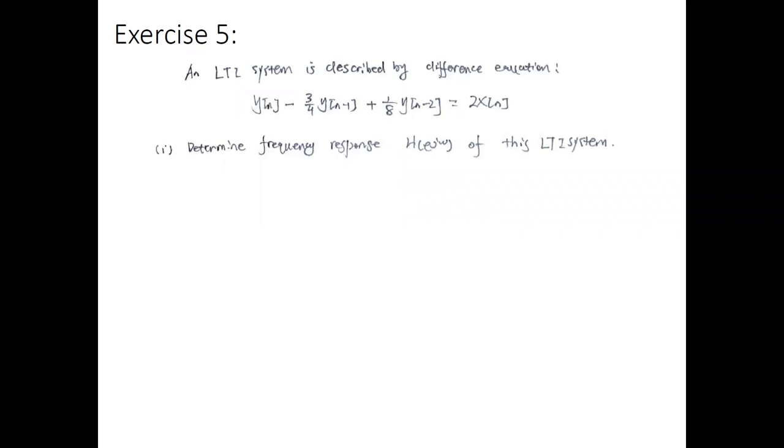Now let's look at another example, which is a little bit more complicated to consolidate our knowledge in applying discrete time Fourier series. Again, we are given a difference equation to describe the input output of the given LTI system. This time on the left-hand side, the difference is taken up to y[n-2]. Determine the frequency response, capital H, of this LTI system, again applying Fourier transform. I give you 2 minutes for exercise. Right, there is one more frequency term in the denominator.